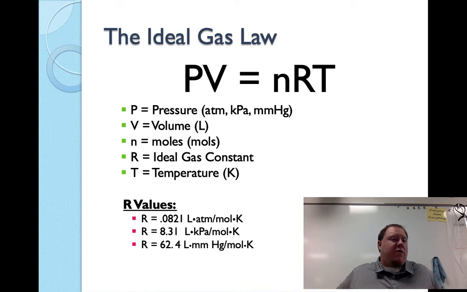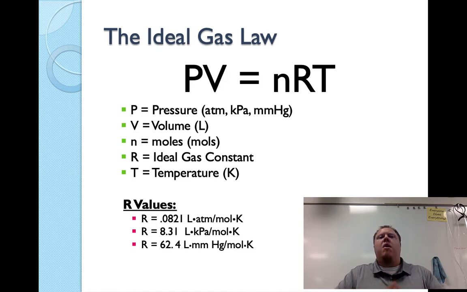We're always going to use Kelvin for temperature, and we're always going to use liters for volume when we use this equation. So if you get milliliters, you're going to have to change it to liters. Okay, but pressure can be measured in either atmospheres, kilopascals, millimeters of mercury, and so on. Right? So R is different based on those different pressure units. If we use atmospheres, then R is 0.0821. If we use kilopascals, R is 8.31. If we use millimeters of mercury, R is 62.4. Okay? And that's just a constant in order to make the math work.